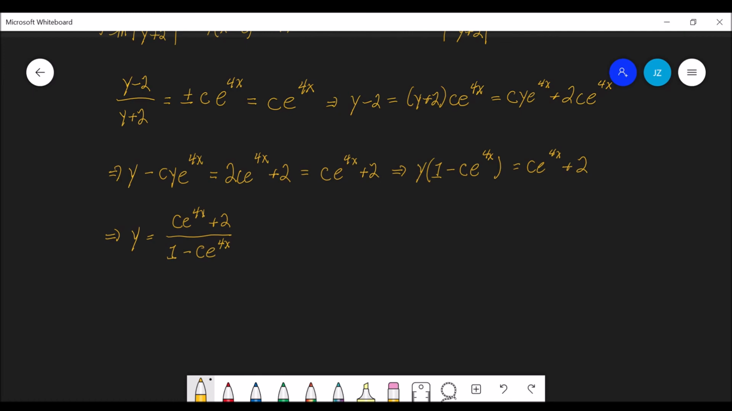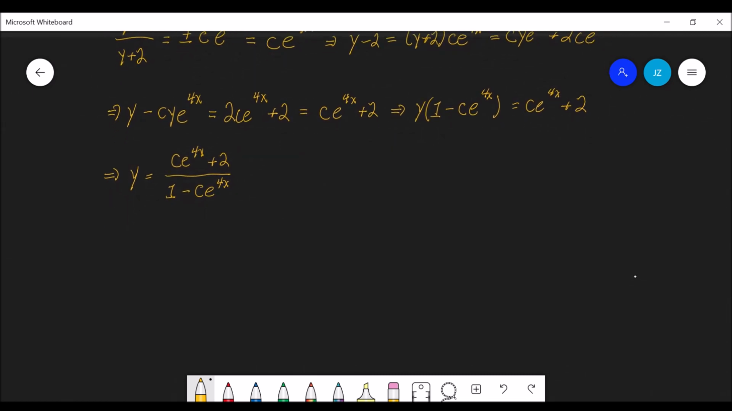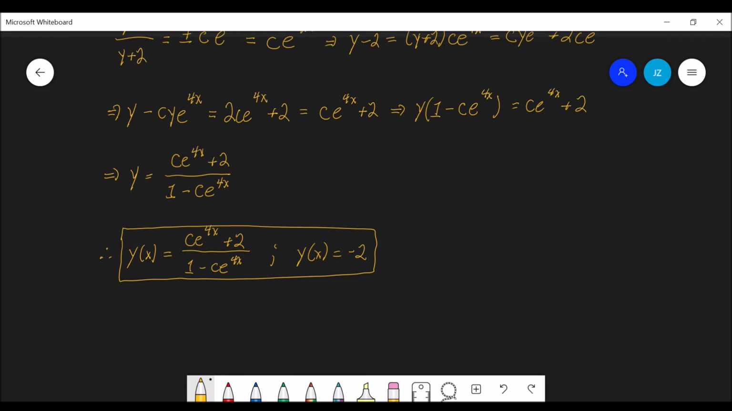Can we get the zeros out of this? Well, if we set c equal to 0, we get y equals 2. However, there is no way to get negative 2. And so, we have to write our solution as y of x is equal to (c e to the 4x plus 2) over (1 minus c e to the 4x), and also y of x is equal to negative 2. And so these are our two solutions.